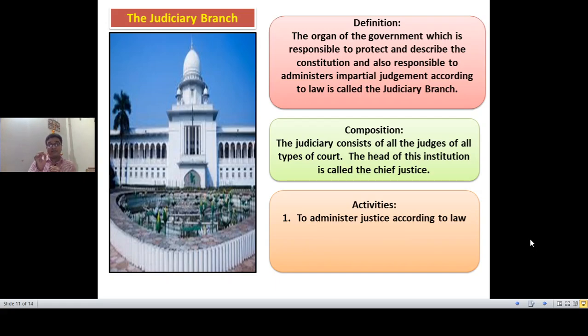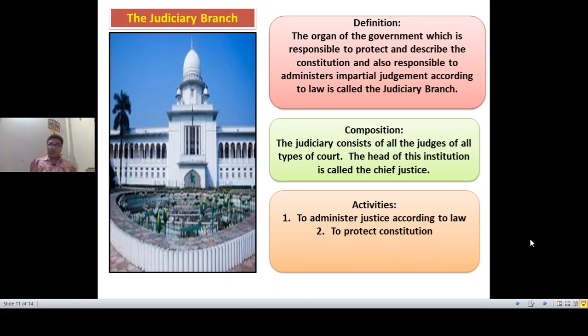First of all, to administer justice according to law. This is the prime duty of the judiciary branch. They will have to do everything according to law. So this is one of the activities of the judiciary branch.